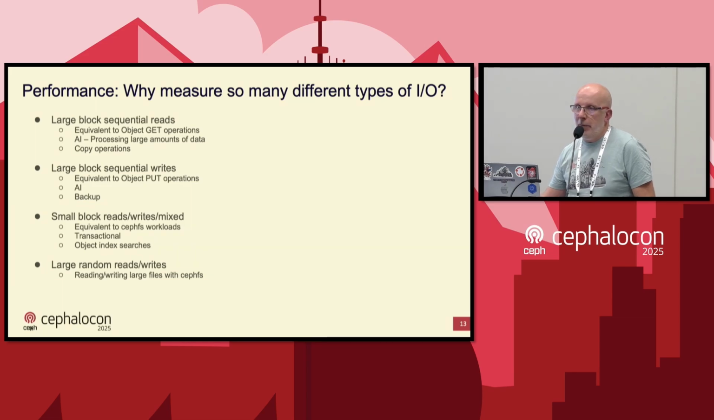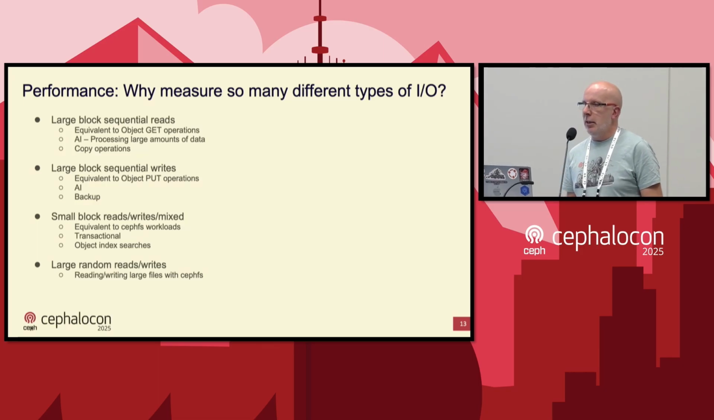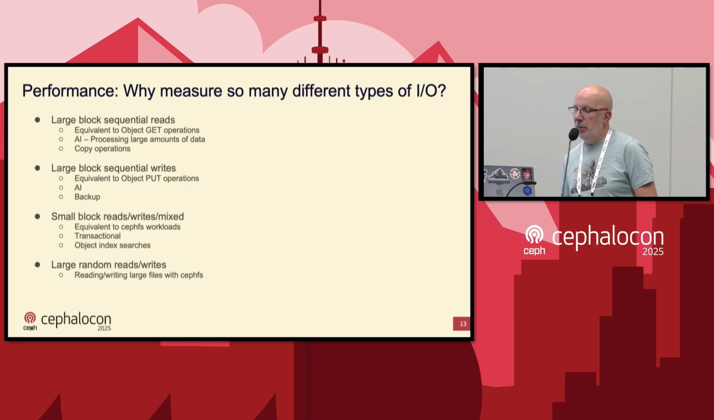So I mentioned the 30-plus hockey stick curves. Why are we generating so many different types of I/O? For large block sequential reads, these are typically equivalent to object GET operations, and large copy and backup type operations. Large block sequential writes are equivalent to large object PUTs and also backup workloads.